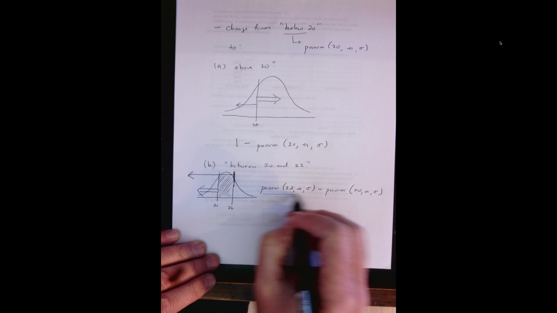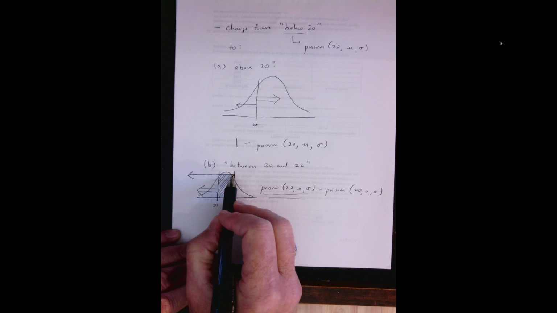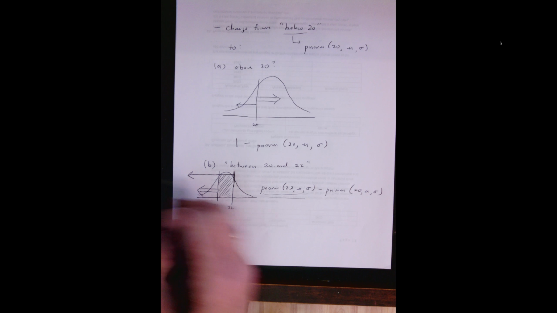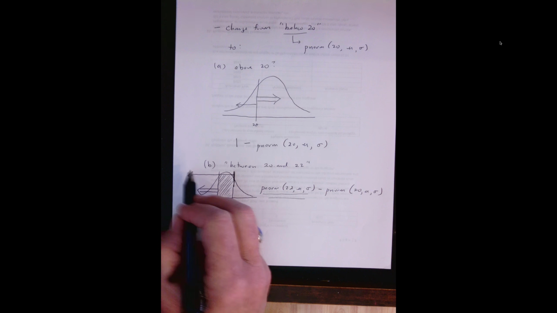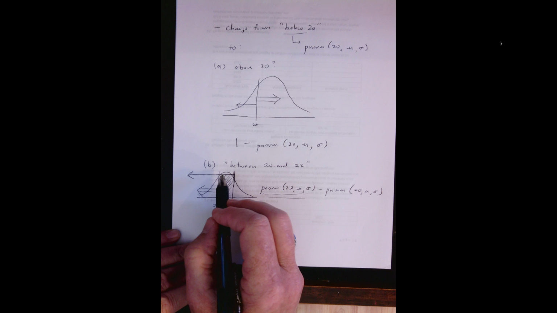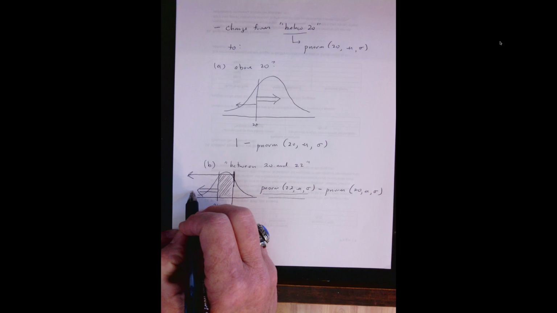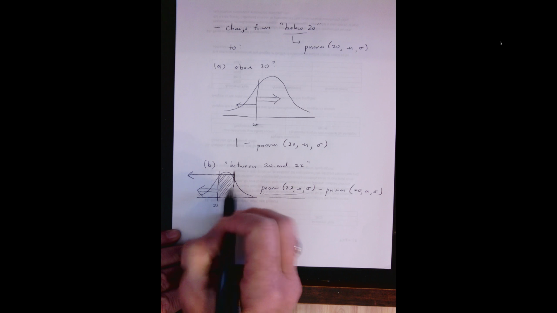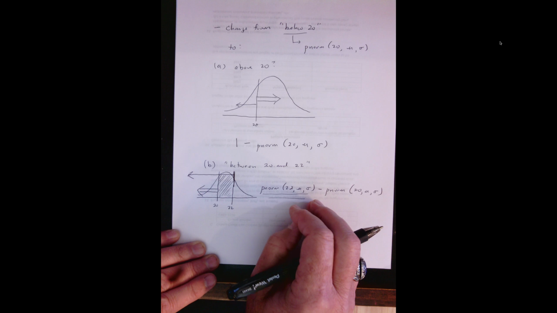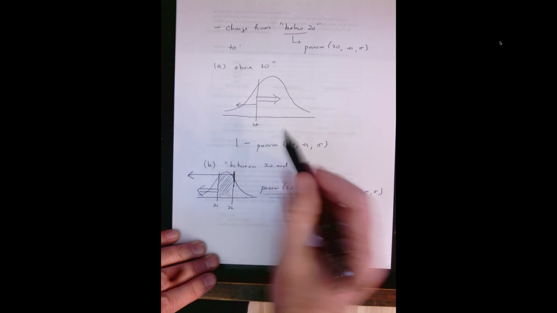So this value right here is going to give me from 22 all the way down to negative infinity. But I don't want from 22 all the way down to negative infinity. I want from 22 to 20. So if I subtract the area below 20, it's going to isolate the area that's right there.